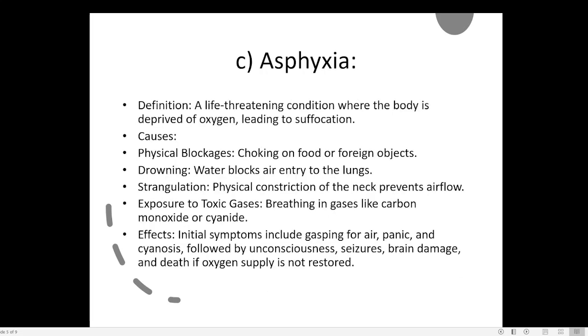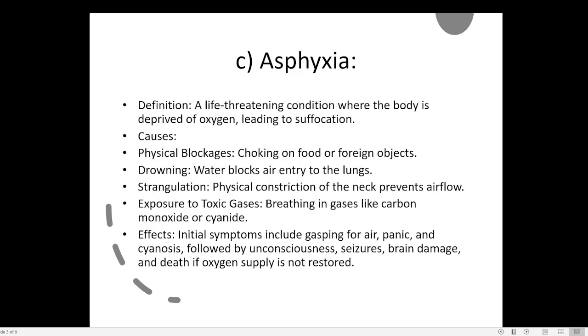Now the third situation is known as asphyxia. A stands for absence. It is a life-threatening situation where the body is deprived of oxygen, leading to suffocation. For example, when somebody is choking or holding on to your neck, or some people who die because of hanging, this situation takes place. The body may not be able to take in oxygen. That situation, where the body is not getting oxygen, will lead to suffocation and gradually death. So what are the reasons?